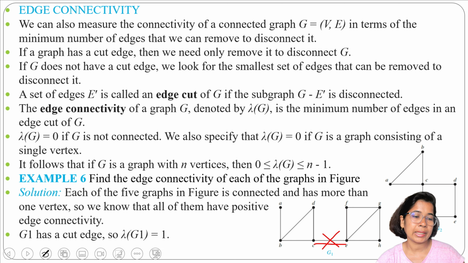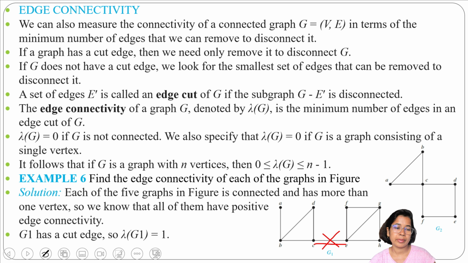Now check G2. In G2, vertex connectivity is 1. We can simply remove C and all its adjacent edges. So vertex connectivity is 1. But what is edge connectivity? To make this graph disconnected, we can remove BC, AC. Means we need to remove two edges, or we can remove CD, CF, or we can remove AB, BC. So B will be one part and the rest will be another part. So at least we need to remove two edges to make this graph disconnected. Hence edge connectivity is 2, whereas vertex connectivity is 1.